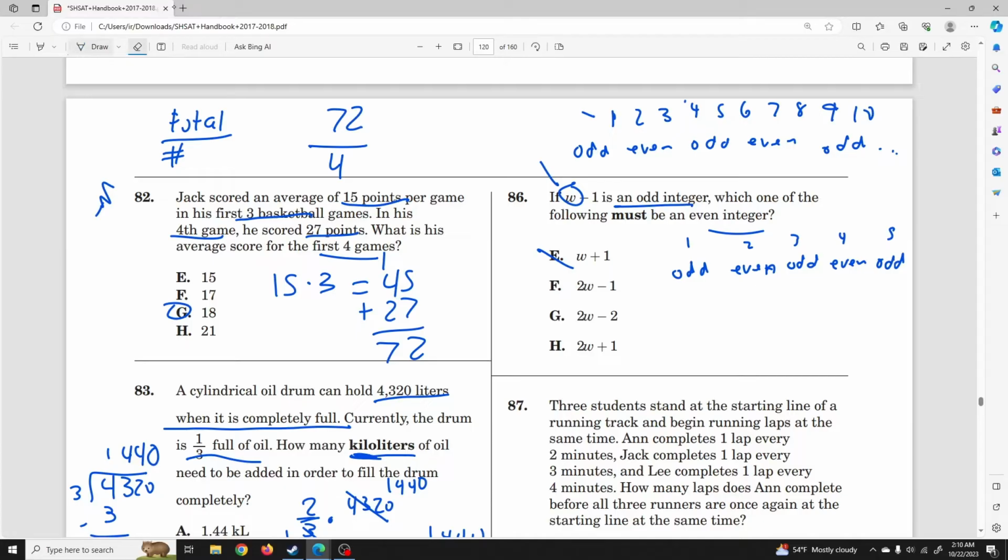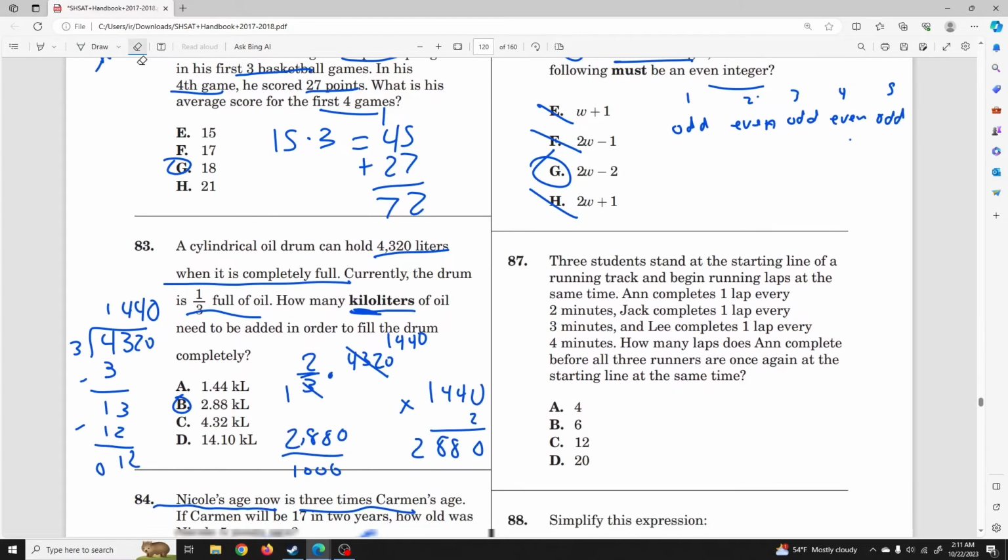Now, 2w minus 1 is going to be the same thing. 2 times 2 is 4, and 4, we're just jumping 1 back to an odd number. And that leaves us with h as also an incorrect answer, because here 2 times 2 is 4, 4 plus 1 is 5, right? We're just jumping 1 forward, which is in front of us, is also an odd number. So the answer here is 2w minus 2. 2 times 2 is 4, and 4 minus 2 is 2, right? We're jumping 2 back to an even number.